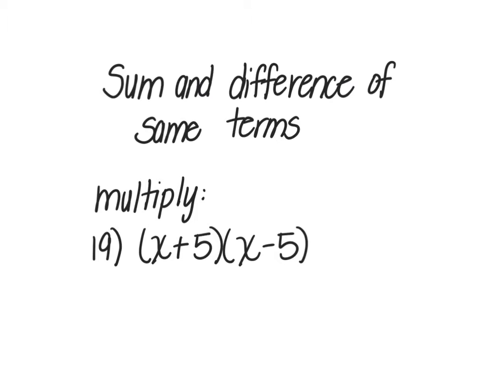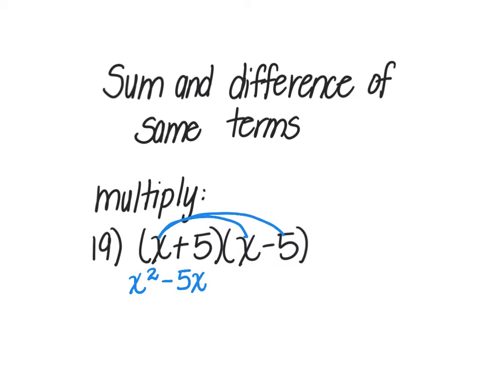So notice that in both polynomials, they contain an x and a 5. One is added, one is subtracted. So let's see what happens when we use a distributive property and multiply these two polynomials together. So x times x is going to be x squared. X times negative 5 is negative 5x.